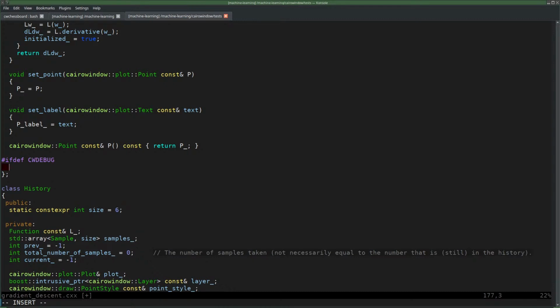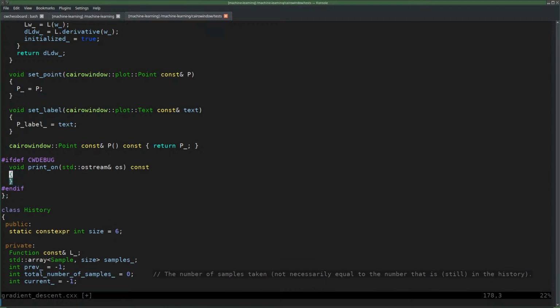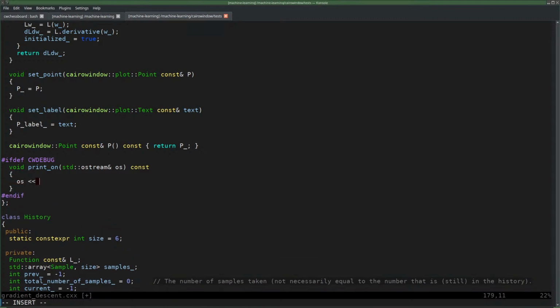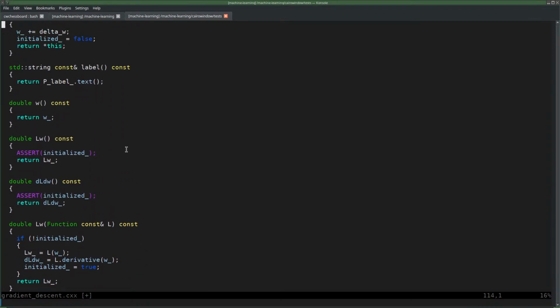If div cw debug and if, void print on standard or stream reference os, const, print on the label, and the W value. Yeah.